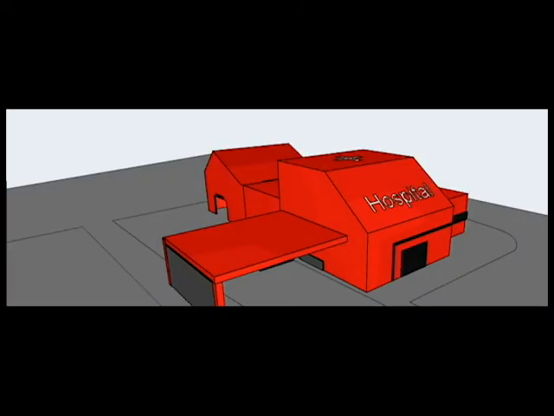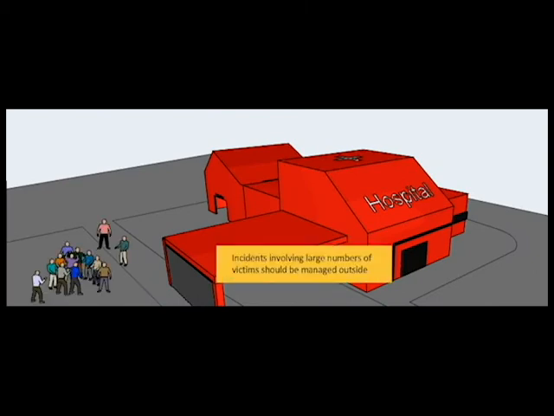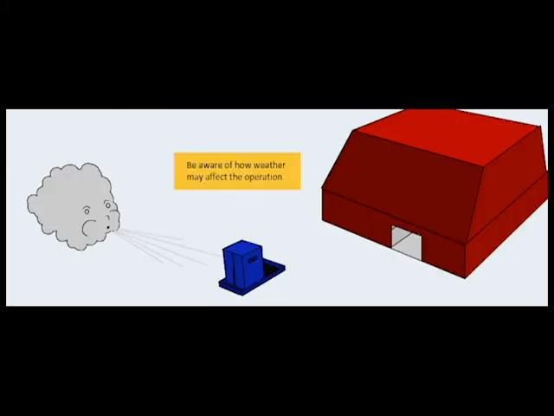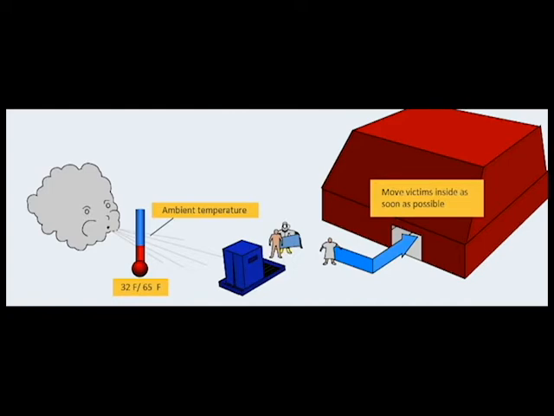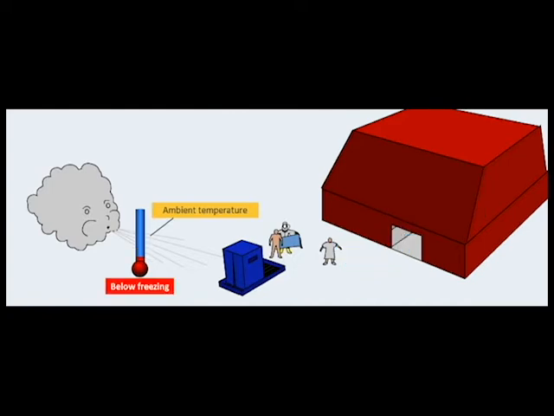The decision on where to perform decontamination may also be influenced by the number of persons seeking care. Incidents resulting in larger numbers of victims should be managed outside where triage and decontamination can be more easily performed. Weather conditions can also play a role. At ambient temperatures between 32 and 65 degrees Fahrenheit, victims need to be quickly moved into a heated building following outdoor soap and water decontamination.